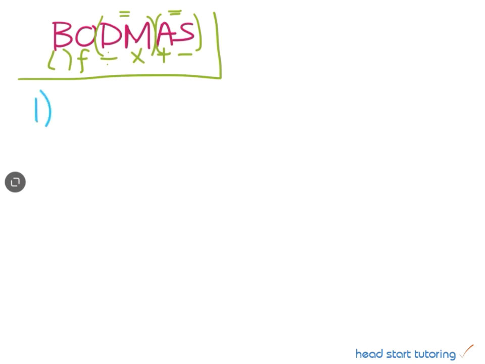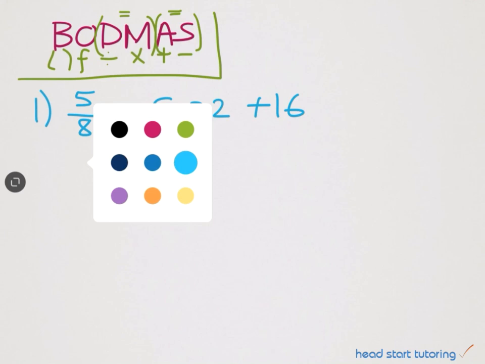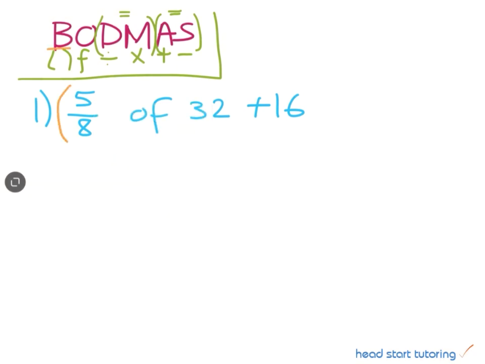fractions, decimals, and percentages. Right, so if we've got 5/8 of 32 plus 16, we obviously would like to do our brackets first. So we would like to do our of first. So we are going to put our brackets around the calculation that we would like to work out first, because that just helps us a little bit. And then we can bring it down. So we can write 5/8. We can convert our of into times and put our 32/1, just for the sake of working out.